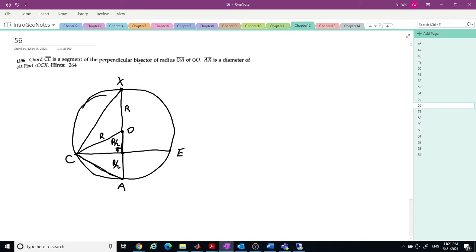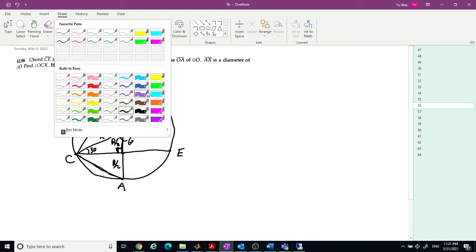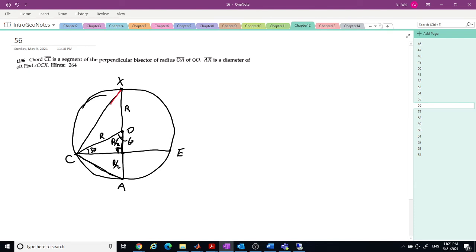This is 90 degrees, right? Because it says that CE is a perpendicular bisector of OA. So if you have the hypotenuse of R and this half R, this is 30 degrees, right? And so this is 60 degrees. Also, you can see XOC is an isosceles triangle. We have this 60 degrees. So this is alpha, this is alpha. So 2 alpha equals 60 degrees. So you can see alpha equals 30 degrees.